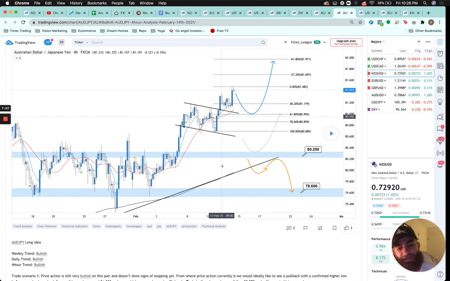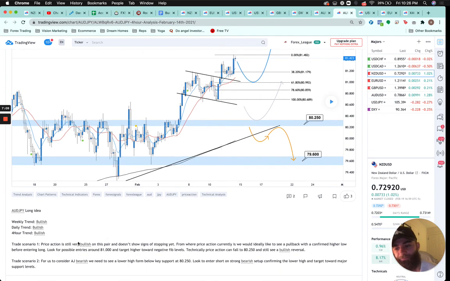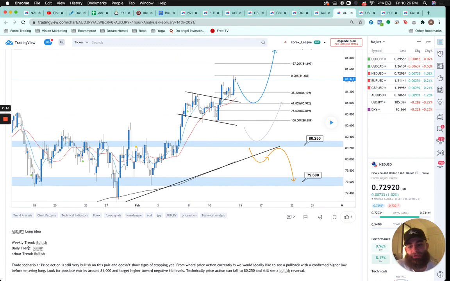We've got AJ. So on AUD JPY, we were bullish on every time frame on this one. Let's read through trade scenario 1. Price action is still very bullish on this pair and doesn't show signs of stopping. From where price action currently is, we would ideally like to see a pullback with a confirmed higher low before entering long. Look for possible entries around 8,100 and target higher toward negative fib levels.